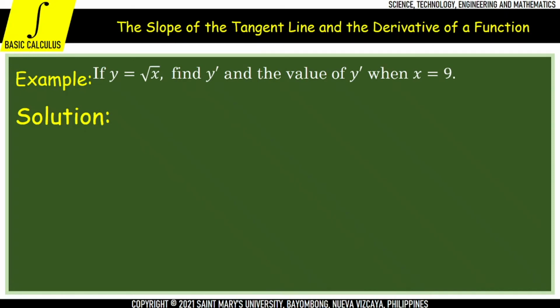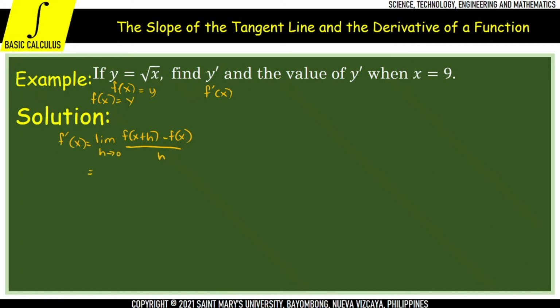Example number 3. If y is equal to the square root of x, find y prime and the value of y prime when x is equal to 9. Okay, sabi natin kanina, f of x is also equal to y, which means that our given function is f of x equal to y. Which means that kung hanapin natin yung y prime, you're also looking for f prime of x. Meaning, f prime of x is equal to the limit of, again, f of x plus h minus f of x all over h as h approaches 0.